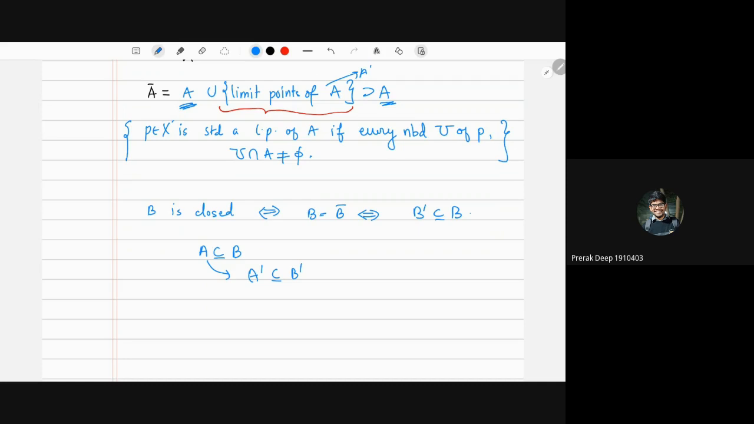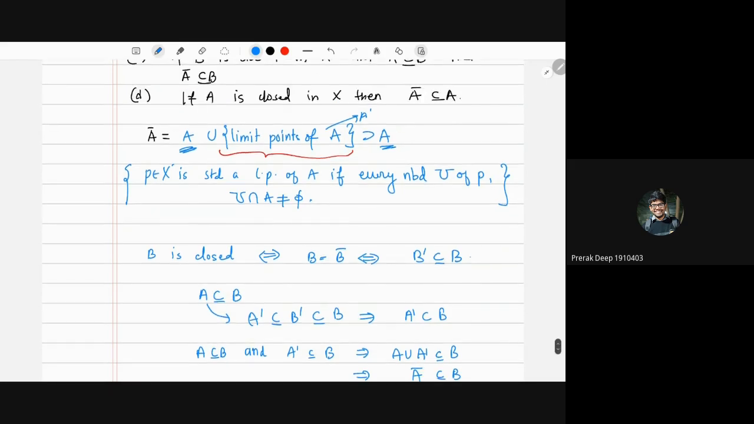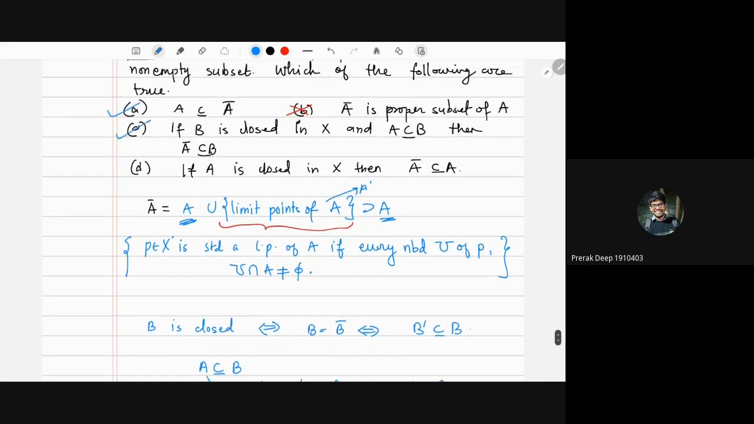And we know that B prime is a subset of B. So this implies that A prime is also a subset of B. So A is a subset of B and A prime is a subset of B. So this implies that A union A prime is also a subset of B, which is A closure is a subset of B. Okay, so C is also true.